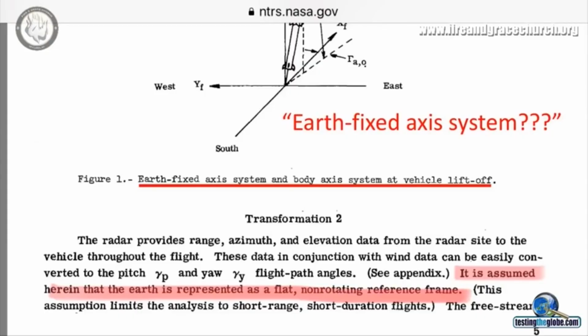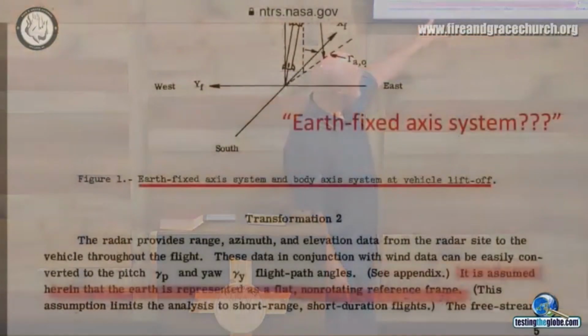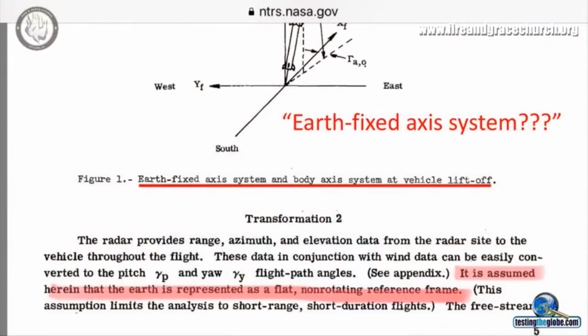Yet the stars never change in the sky, right? The night sky. But yet we're spinning, flying, orbiting, millions of miles. Nothing in the night sky ever changes. They know. Come on, they know. It is assumed herein that the Earth is represented as a flat, non-rotating reference frame.